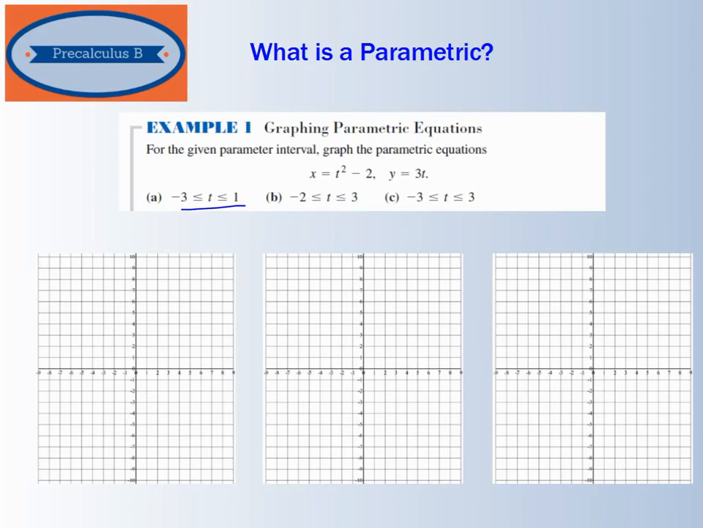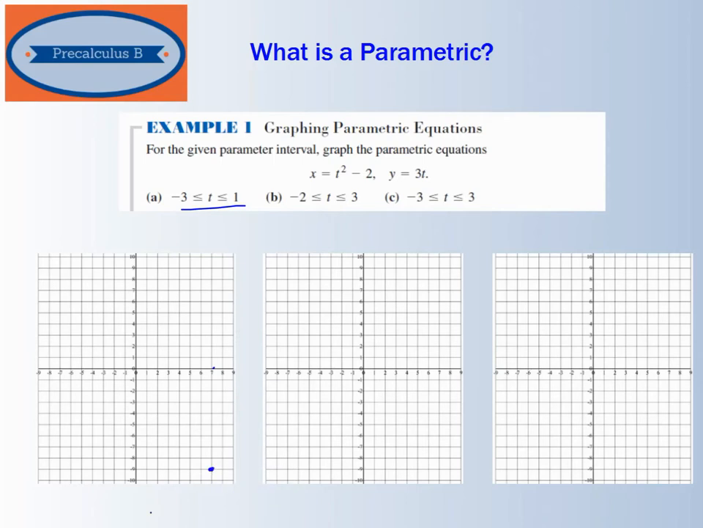All right, so if t is -3, then our x would be -3 squared, which is 9, minus 2 is 7. So I'd go to the x value of positive 7. And then I'd say, well, what is my y value at -3? Well, it's going to be -9 because 3 times -3 is -9. So I would have a point here at 7, -9.